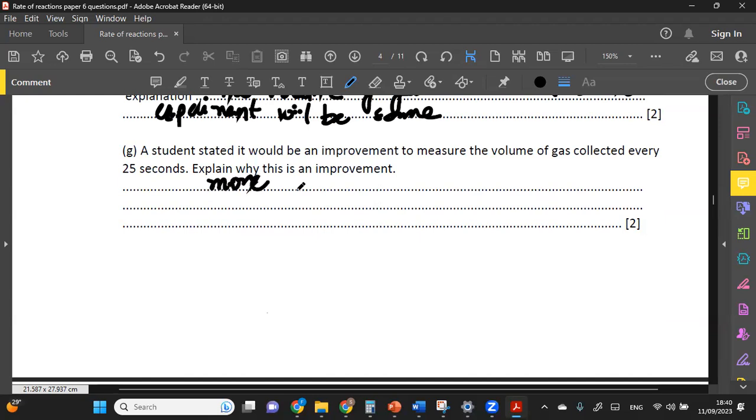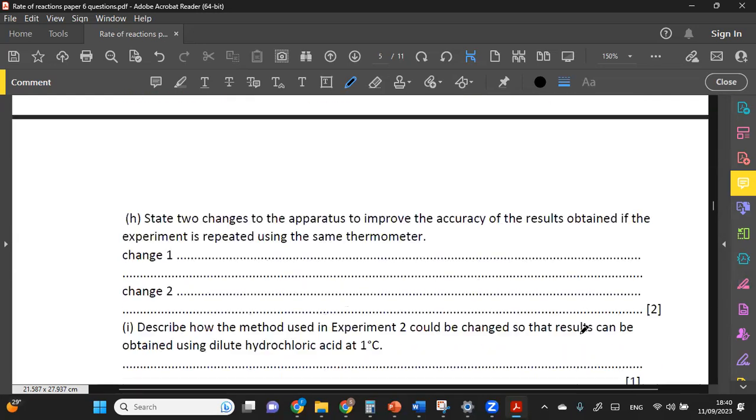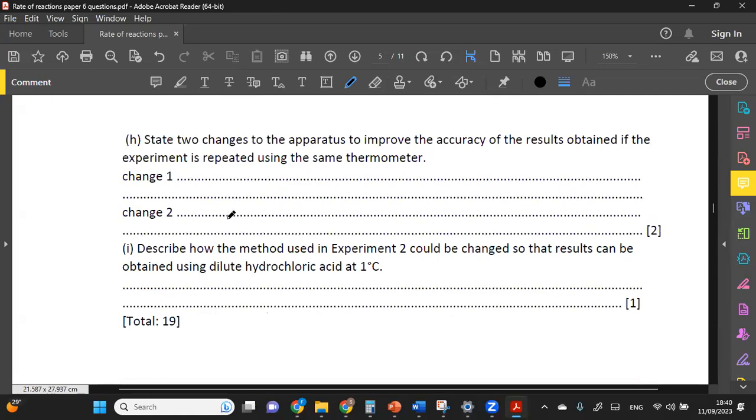You said more points. The better term is more data. More data means that I can make a better graph because now I have more information, and that will allow me to better see the trend or better understand the relationship pattern, whatever I'm studying, I will be able to see it better. Okay.